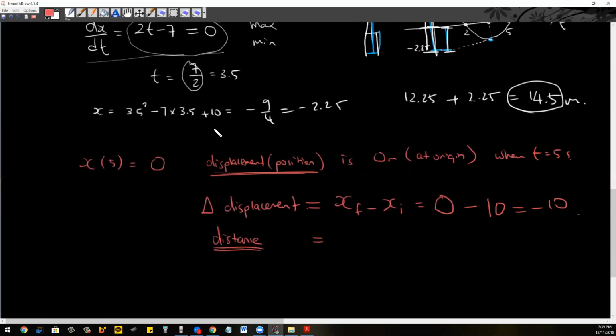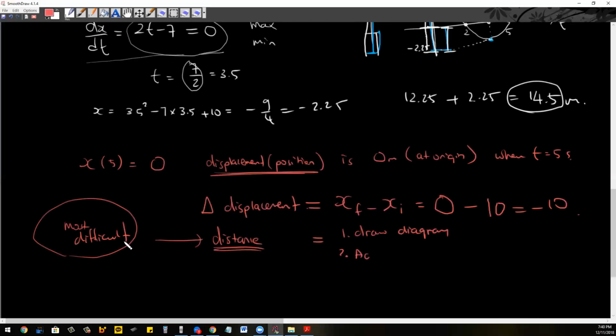But distance, so this is the most difficult, I would say, the most difficult to deal with in this module and this session. So this is what you have to be most careful about. Distance doesn't care about positive or negative. You take everything as positive. So to do distance, you have to draw a diagram. Second, add all the parts as positive. So in this case, it was equal to 14.5 meters.